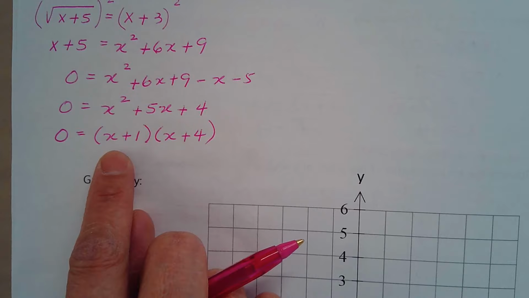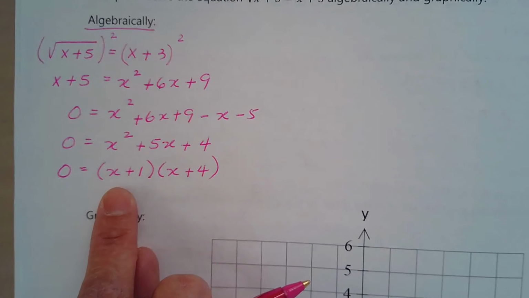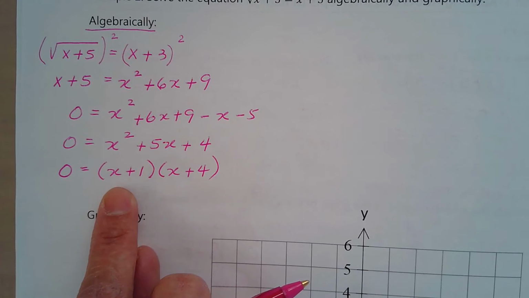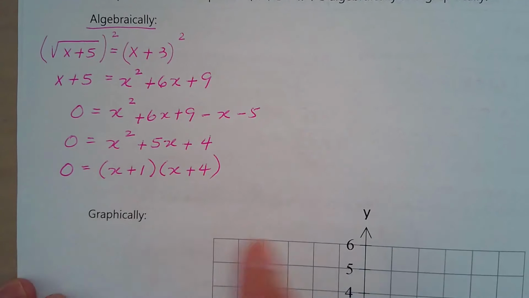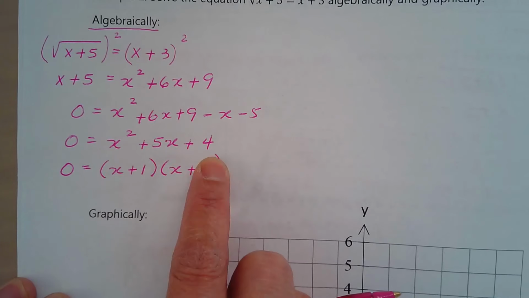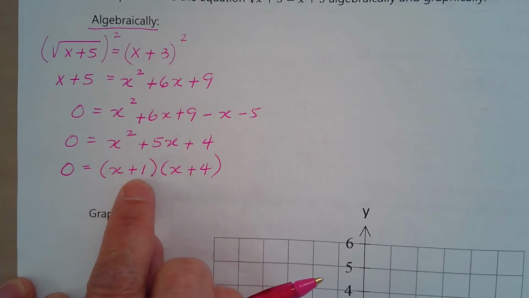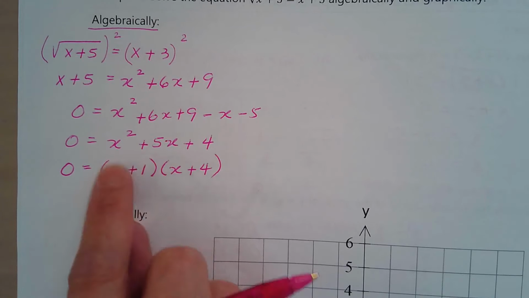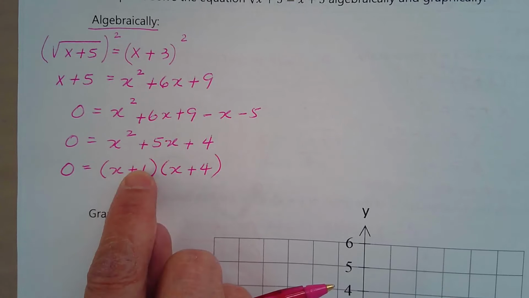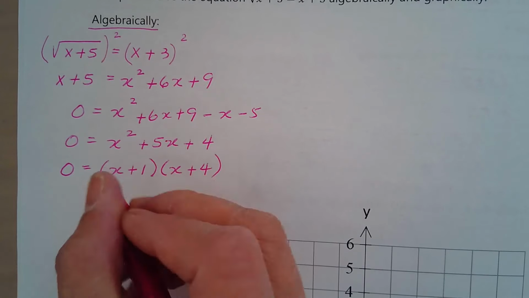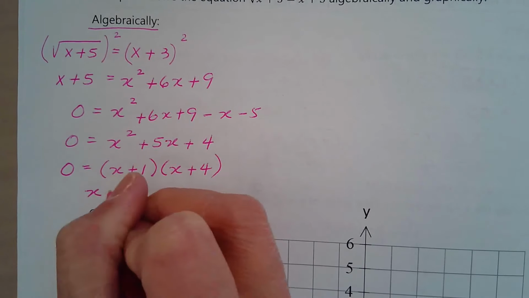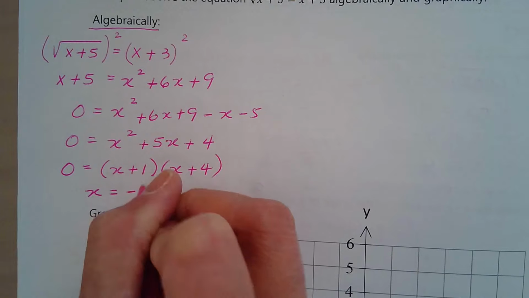Zero product property means that anything that's multiplied by 0 is 0, right? So anything that's multiplied by 0 is 0. So this number times this number. So what would be the x value that will make this factor 0? -1. So you have a first solution, so therefore x equals -1.